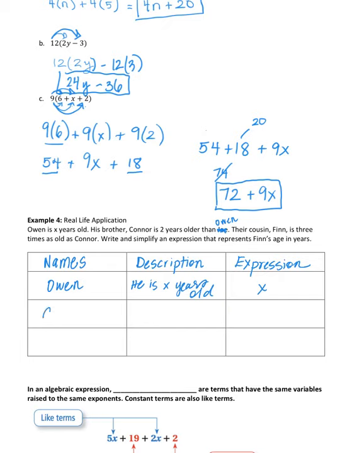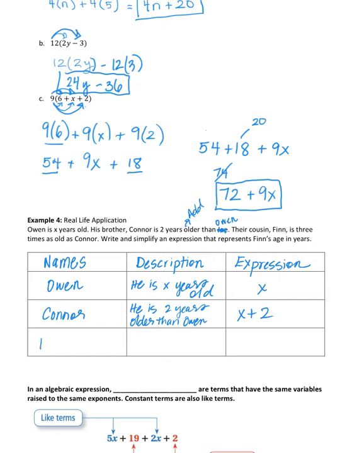Next kid is Connor. And he is 2 years older than Owen. All right, so 2 years older, remember this is referring to addition, because if you were 12 and your brother is 2 years older than you, they're 14. So we have x plus 2.